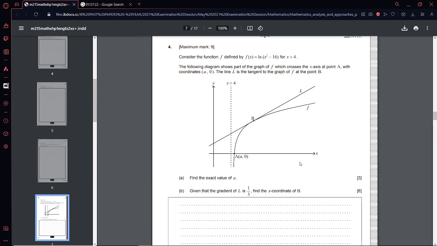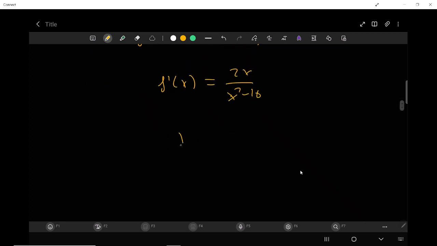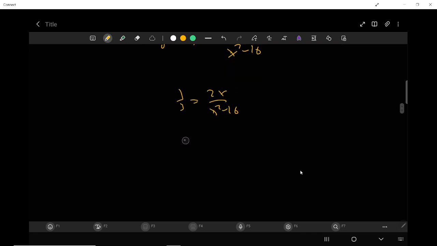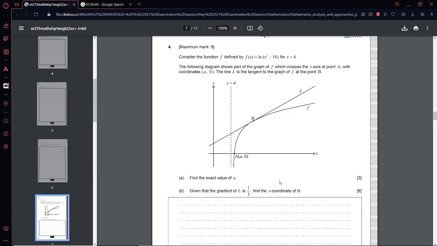B, given the gradient of L is a third, at x comma b, so f of x equals ln of (x squared minus 16). F dash of x should be 2x over (x squared minus 16). A third equals 2x over (x squared minus 16). x squared minus 16 equals 6x. x squared minus 6x minus 16 equals 0. That's negative 8 and 2. (x minus 8)(x plus 2). x equals 8. Next.